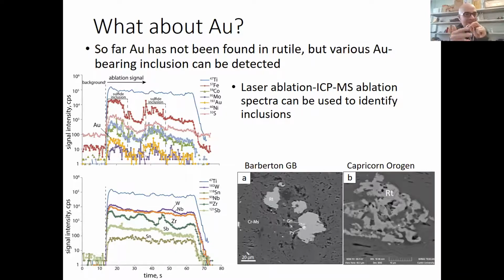So that suggests that this gold is present not in the rutile itself, but is rather present in sulfide inclusions. But nonetheless, this type of finding can supposedly also be used in terms of exploration for gold deposits.